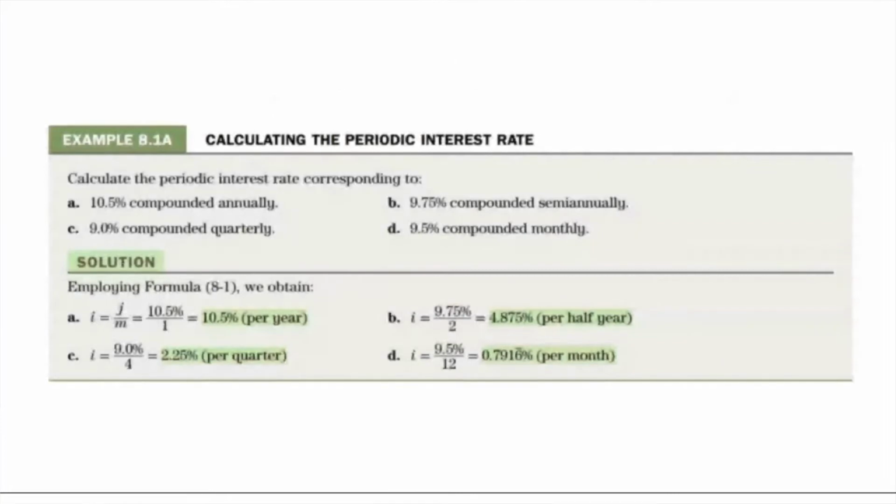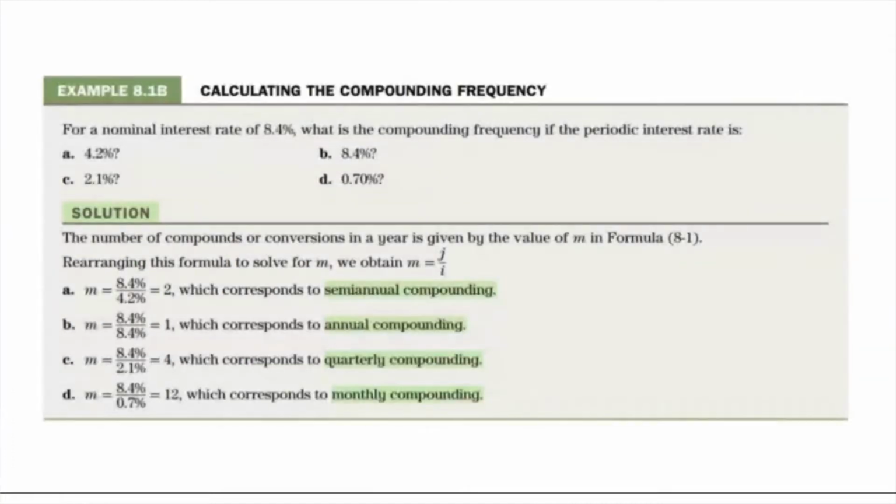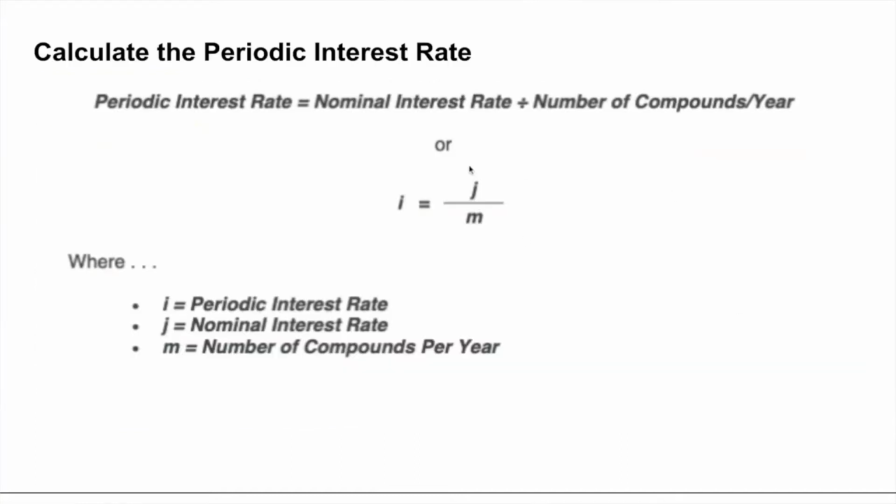And we saw some examples of that here, where, for example, if we took 10.5% compounded annually, all we need to do is take 10.5 divided by 1, that's 10.5. If 9% is compounded quarterly, well, that's 4 times a year. We take the 9%, the annual rate, divided by 4, and we'll get 2.25 per quarter. And we can manipulate this same basic formula, this little formula that was brought in here, which is periodic interest rate is the nominal rate divided by the number of compounds per year.